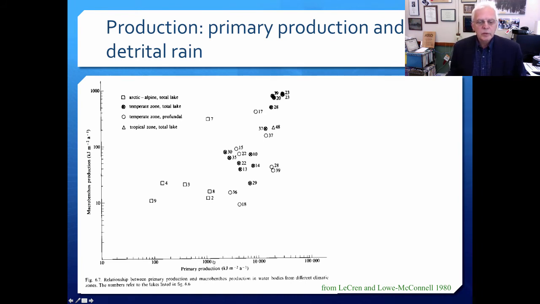Let's take another one. If we say 10,000 units of primary production, we get over here to about 100. So we've got 100 out of 10,000. So a fairly substantial loss rate of that primary production, especially where primary production is very high.